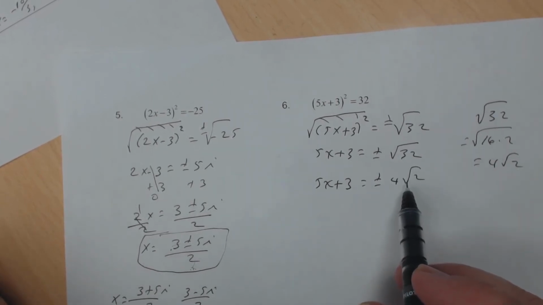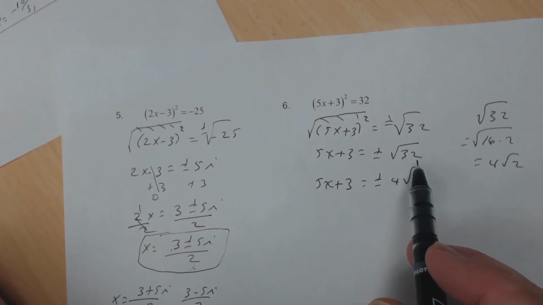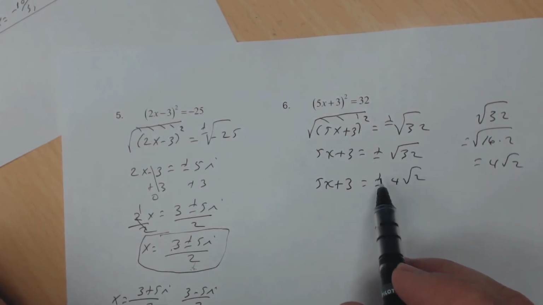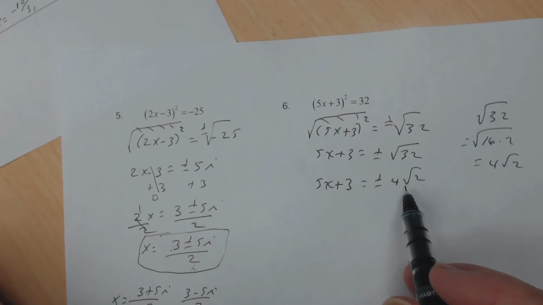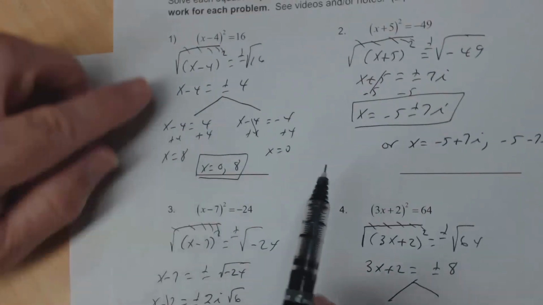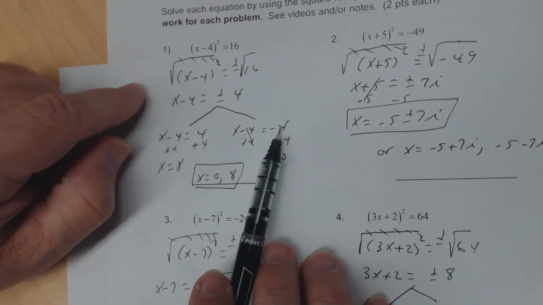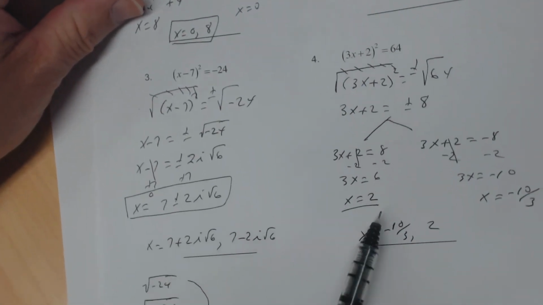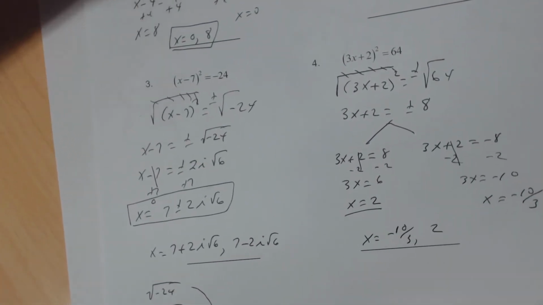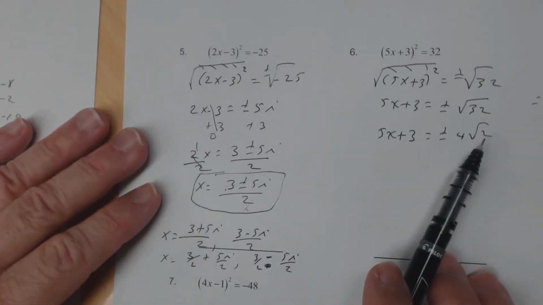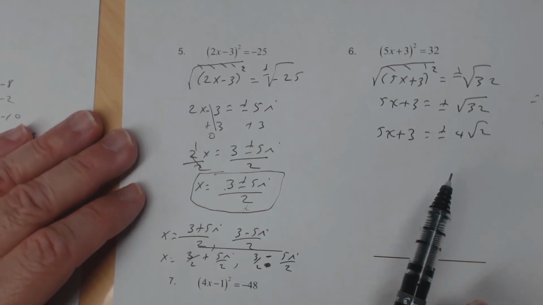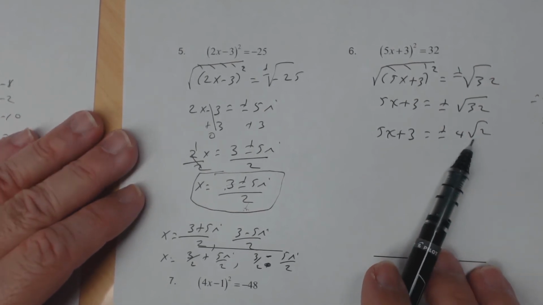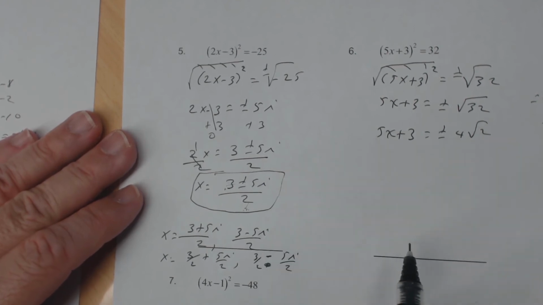Now notice 32 is not a perfect square, but I don't end up with an imaginary number here. So this is an irrational number. Whereas these were rational numbers, this is irrational because of that square root of 2. There's no way you can write square root of 2 as a rational number. We talked about irrational versus rational in another lesson.